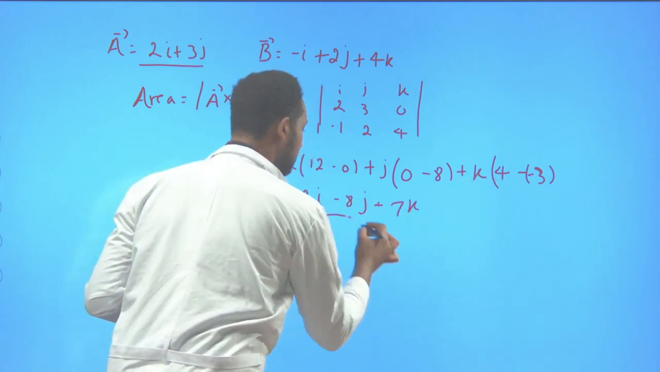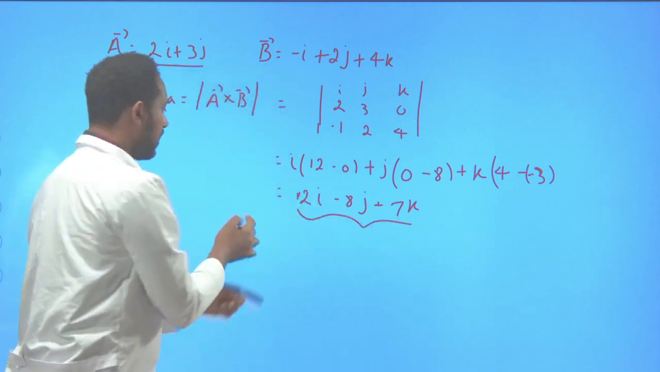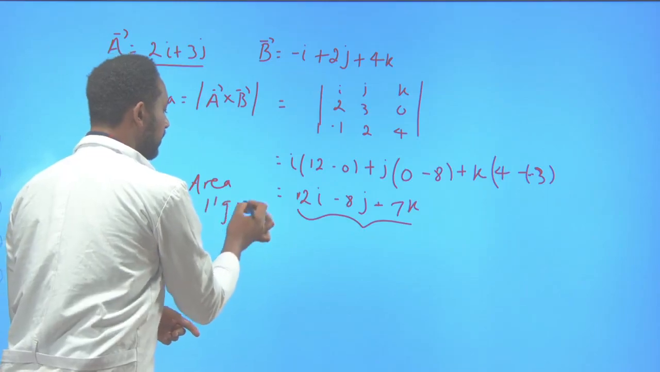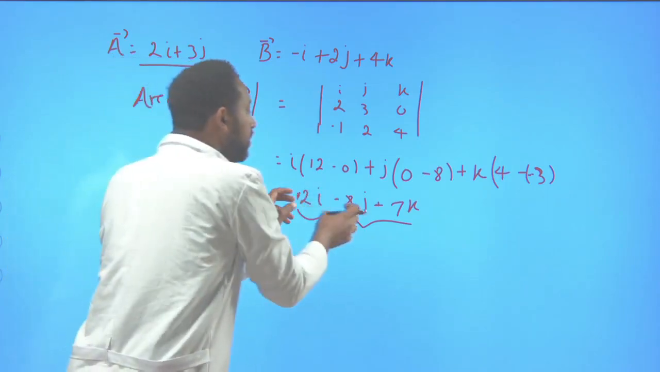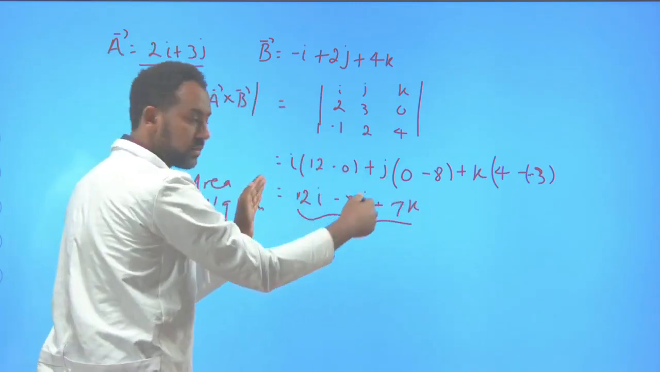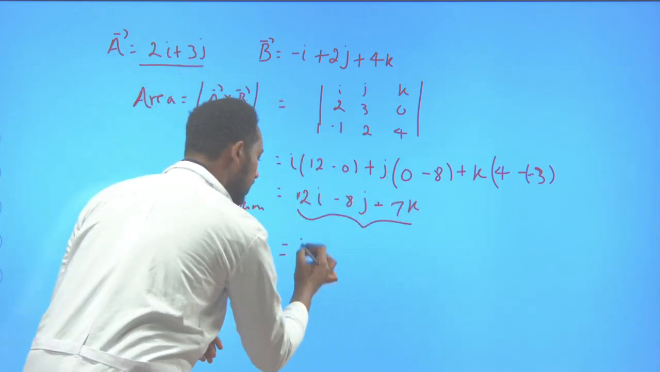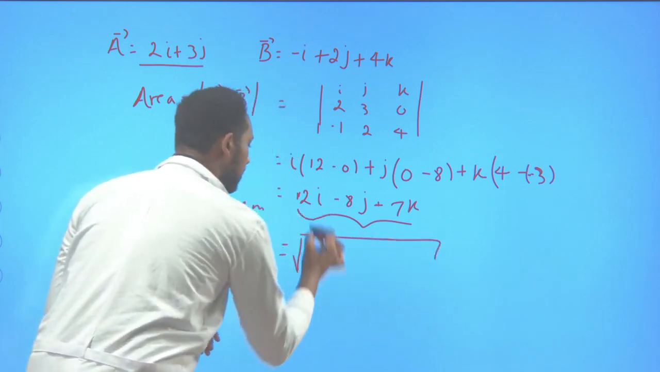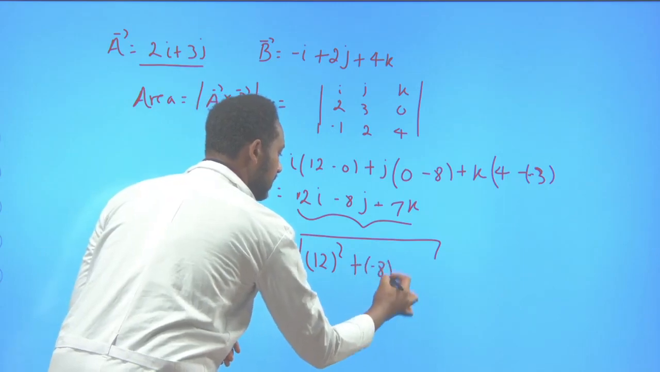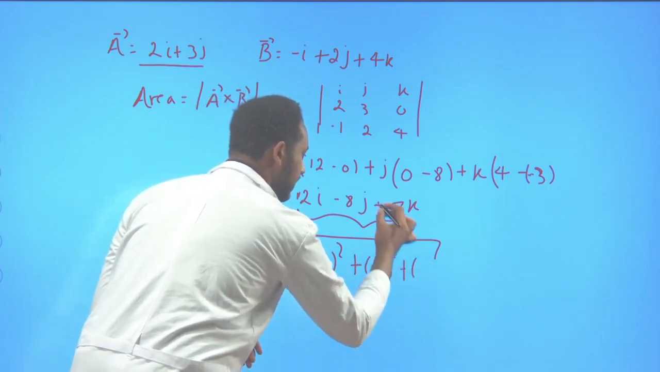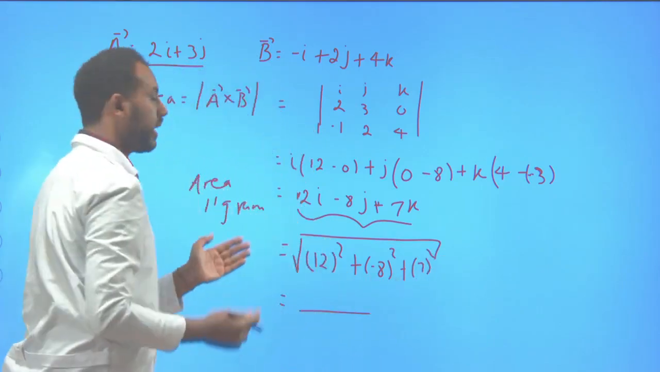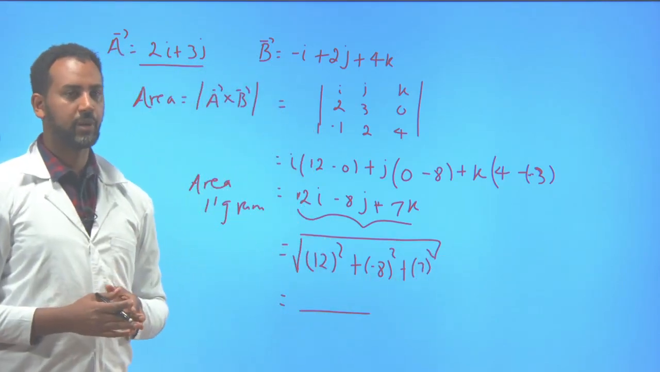This is a vector. This is not the area, actually. We are trying to determine the area of a parallelogram, so you have to find the magnitude of this vector. And how do you determine the magnitude? Well, the magnitude can be determined as 12 squared, plus negative 8 squared, plus 7 squared. This is how we determine the area of a parallelogram.